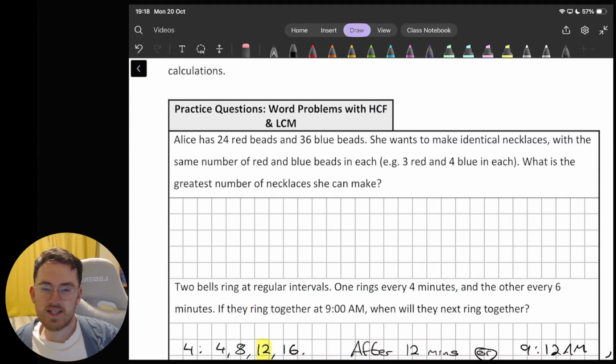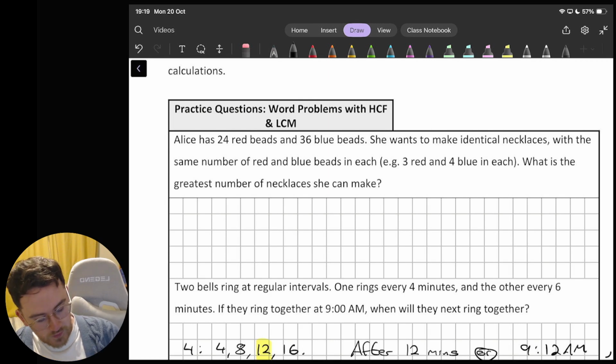So here Alice has a certain number of beads. She has 24 red beads and 36 blue beads. She wants to make identical necklaces with the same number of red and blue beads in each necklace. What is the greatest number of necklaces she can make? So what we're being asked here is, can we divide these beads in some way to create the largest number of necklaces using all the beads up as best we can? So let's have a look.